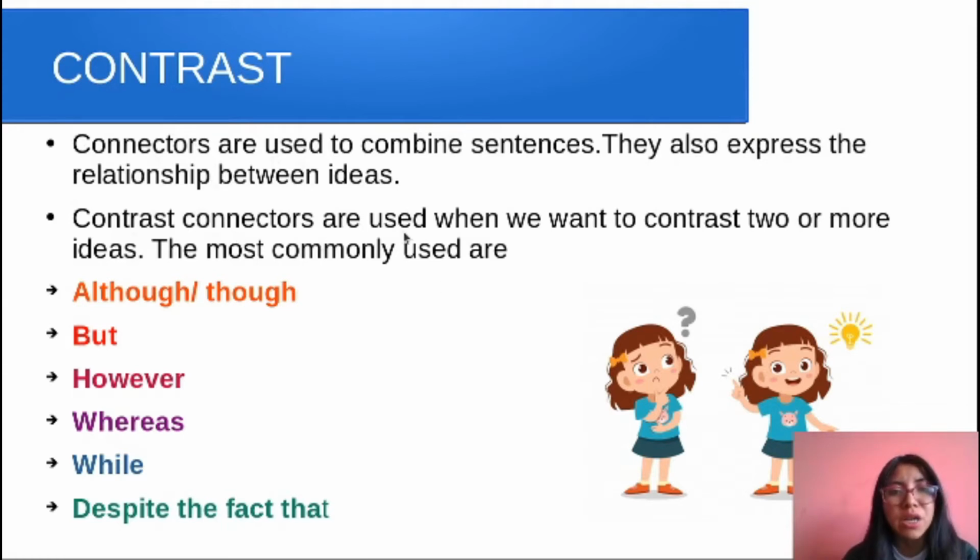Contrast connectors are used when we want to contrast two or more ideas. Okay, it means that we are going to use the connectors of contrast in order to contrast our ideas. The most common ones are, we are going to see, although, though, but, however, whereas, while, despite the fact that. Okay, we are going to check those connectors in order to contrast our ideas.